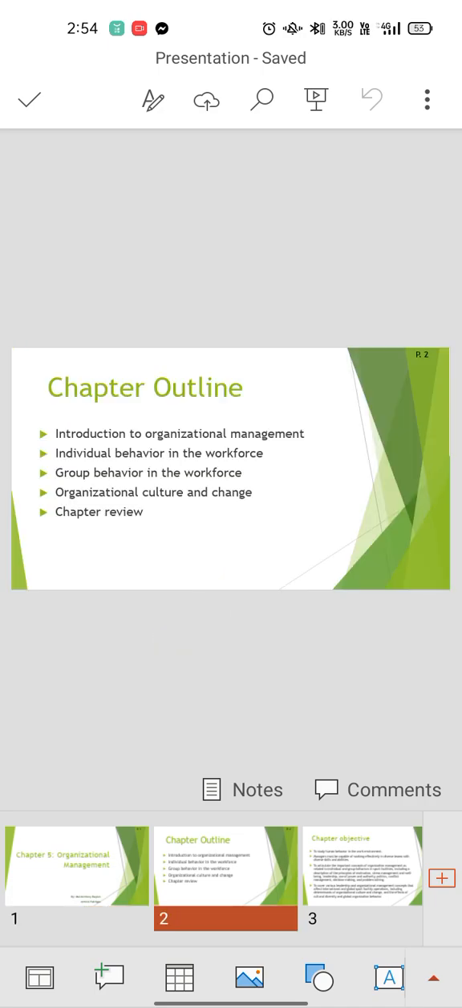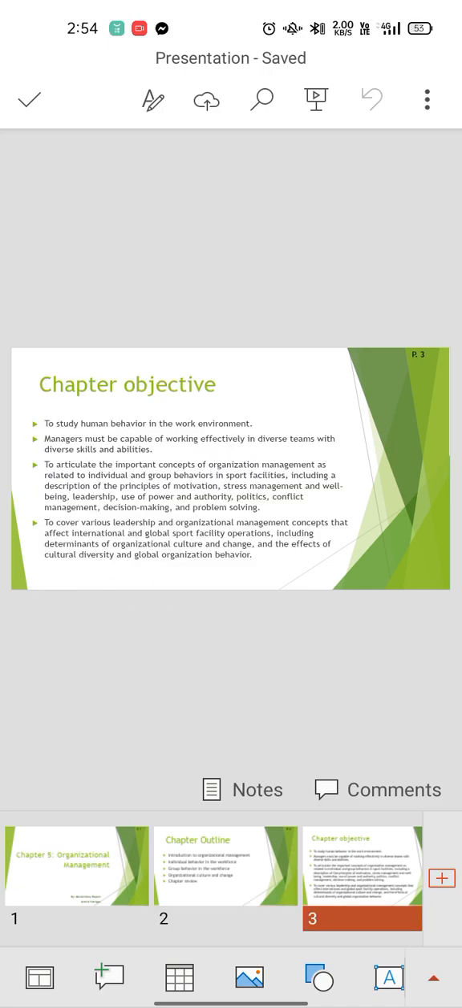Chapter Outline: Introduction to Organizational Management, Individual Behavior in the Workforce, Group Behavior in the Workforce, Organizational Culture in Change, and lastly, Chapter Review. Chapter Objective: To study human behavior in the work environment.